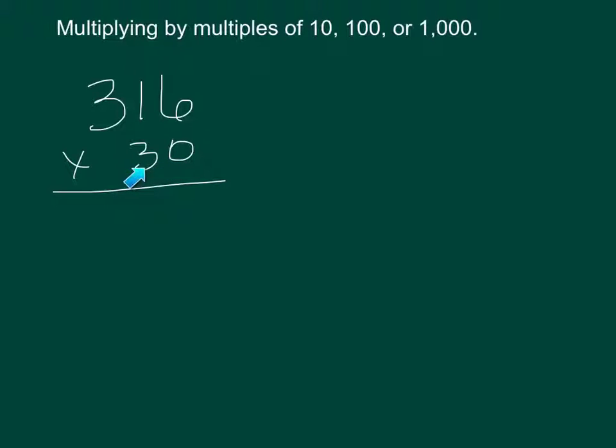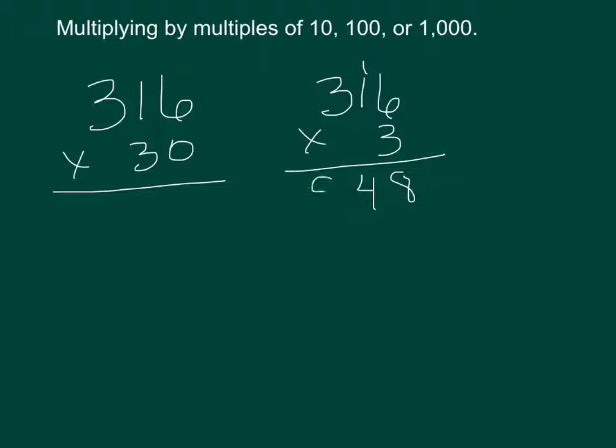Now, if this number is a multiple of 10, and it is, you can count 10, 20, 30, and we would land on this number, then all you have to do to multiply is to ignore the 0 for a moment and do 316 times 3. Now, we know that 3 times 6 is 18. Drop the 8, carry the 1. 3 times 1 is 3, plus the 1 is 4. Nothing to carry. 3 times 3 is 9.